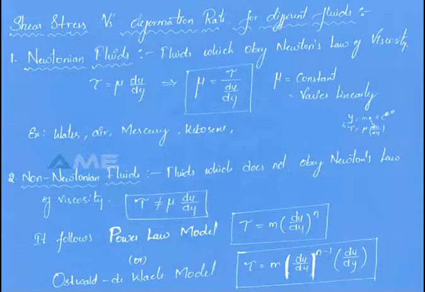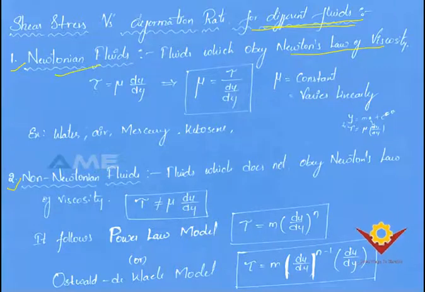And now we'll see the shear stress versus deformation rate for different fluids. Here in this subject, from Newton's law of viscosity, we have two different kinds of fluids: Newtonian fluids and non-Newtonian fluids. We already discussed this, right? So once again we'll see this. Fluids which obey Newton's law of viscosity are Newtonian fluids. And the fluids which do not obey Newton's law are non-Newtonian fluids.